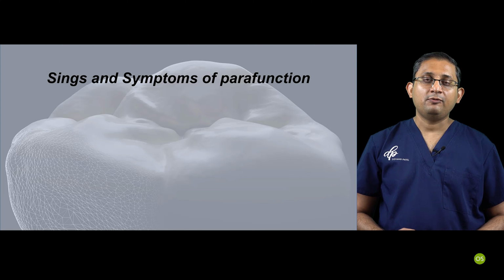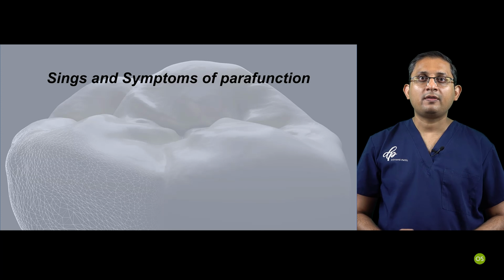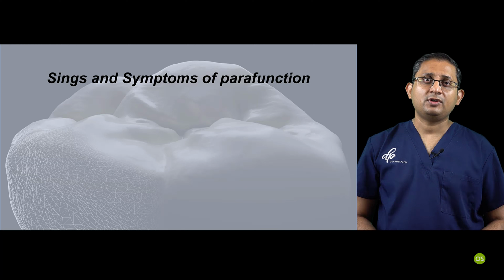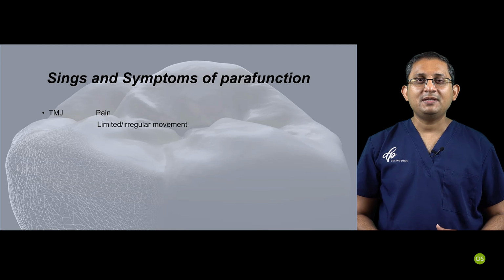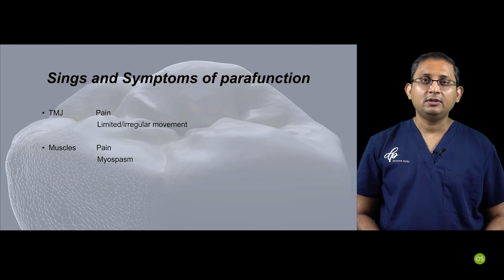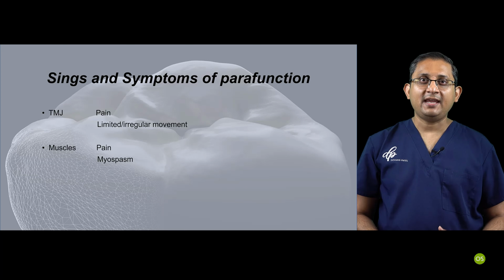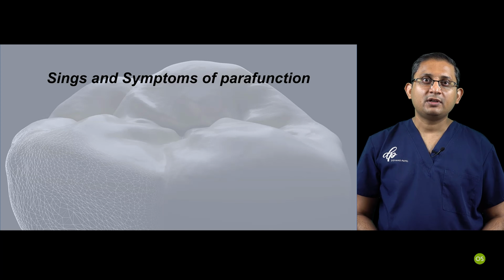However, if you really want to pinpoint when you need to do an occlusal examination, in my opinion, it's when you see signs and symptoms of parafunction. Then you really need to make sure that you've done a thorough occlusal examination. So what are the signs and symptoms of parafunction? When you're looking at the temporomandibular joint, you might find that the patient comes with pain or limited or irregular movement. If you're looking at the muscle, again, the patient might come with pain or myospasm.